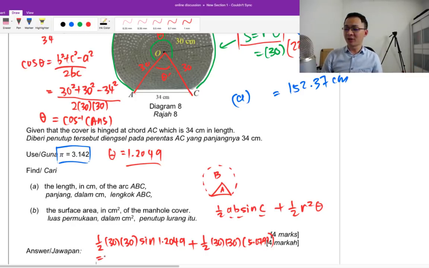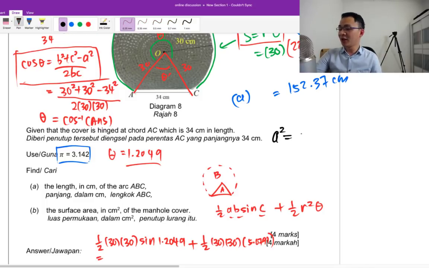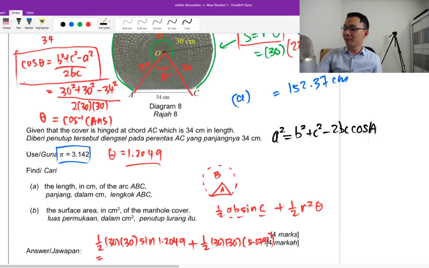How you get the cos formula? Well, this formula actually is from the cosine rule. I actually simplified from this formula: A squared equals to B squared plus C squared minus 2BC cos A. You just move around, make the cos A the subject, then you can easily get that formula.